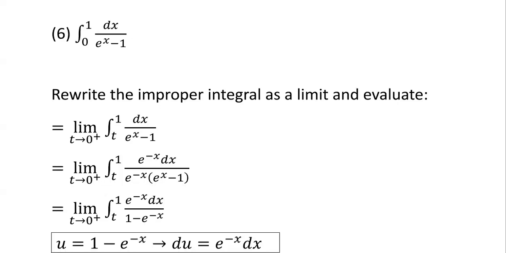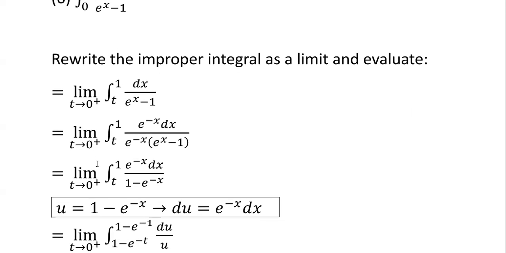Number 6, integral from 0 to 1 dx of e to the x minus 1. This is an improper integral because as x approaches 0, we're going to be dividing by 0 on the bottom. Okay, this one is actually quite simple to evaluate. So let's just do it.